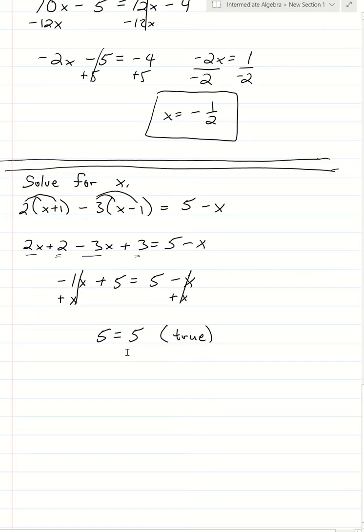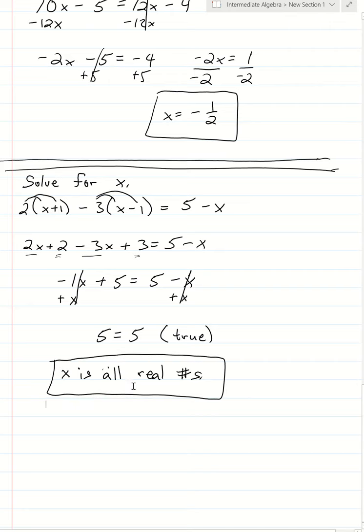And when you are left with a true statement like this, that 5 equals 5, what we say is x is all real numbers. That would be your solution. That means every real number, if I substitute it in for x on the left side and the right side, would make my equation true. Whether I plug in a positive 5, whether I substitute in a negative 3, maybe if I substitute in 0, if you want to be courageous a little bit, you might want to substitute in a fraction, okay?